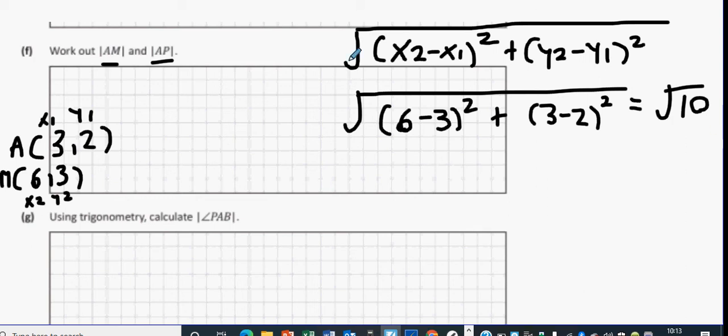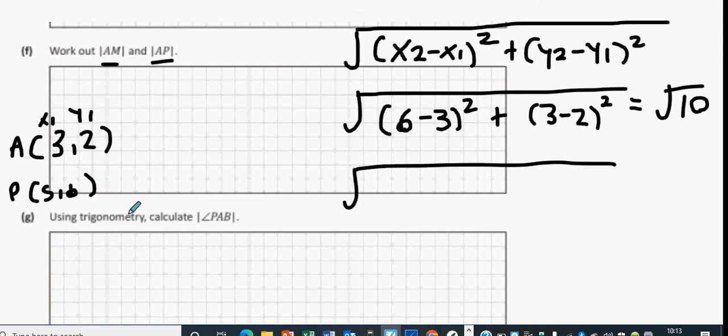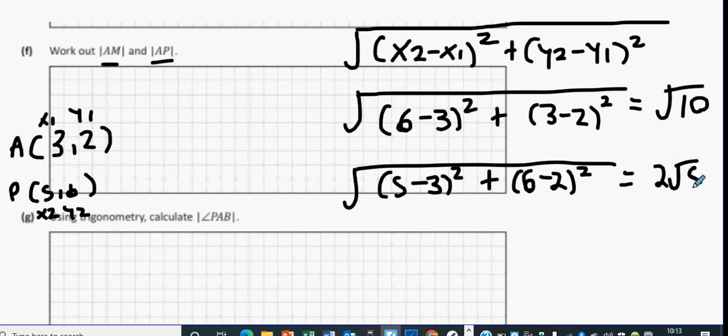Now, could somebody tell me what the letter P is? P is 5, 6. And we're going to go through the exact same procedure, okay? And this time it's going to be, we call, what? 5 minus 3 squared, yeah, and 6 minus 2 squared. And what you get for that, Connor? 2 root 5. Oh, I said power. Yeah. 2 root 5. Is that alright? Yeah.